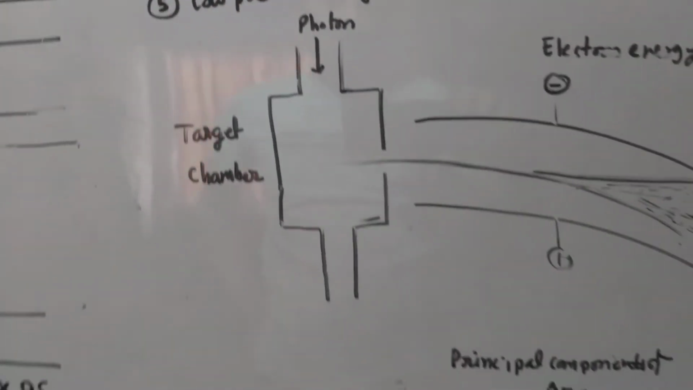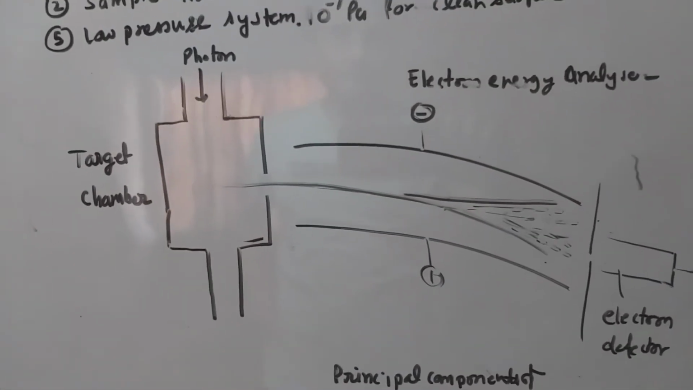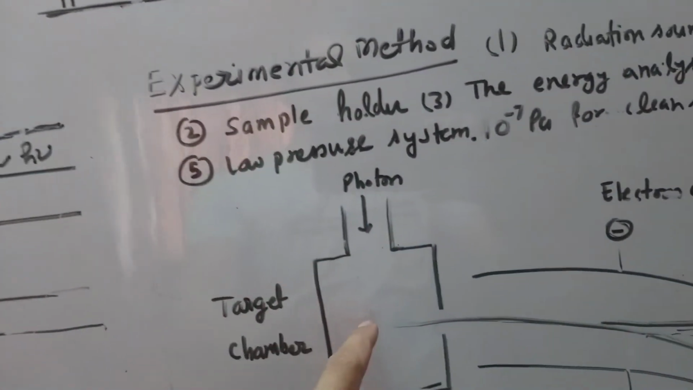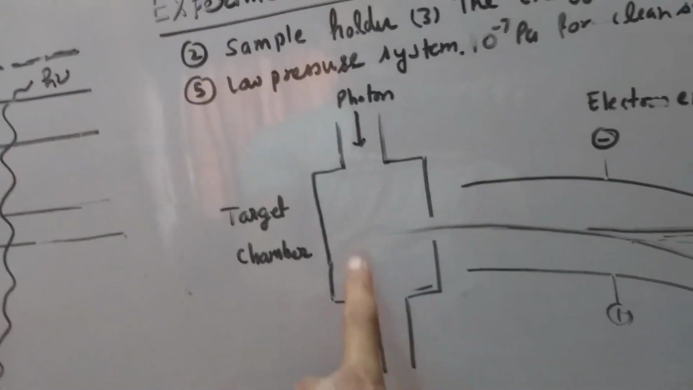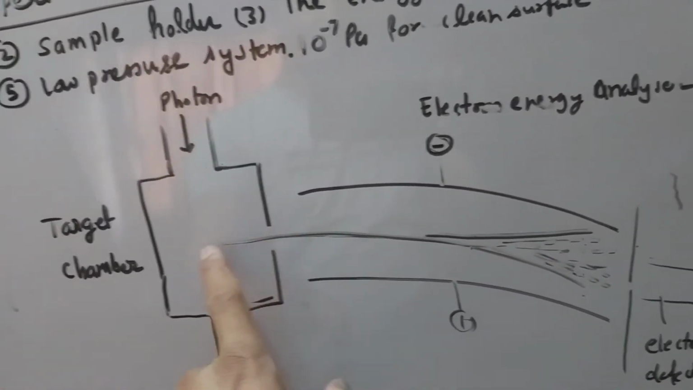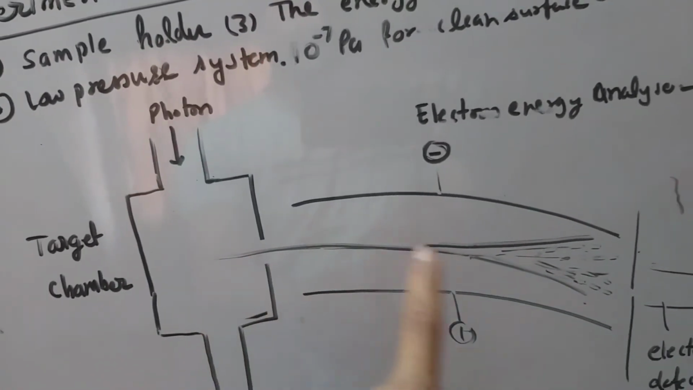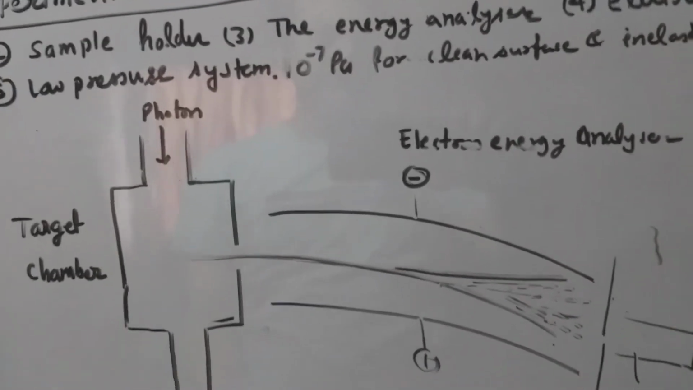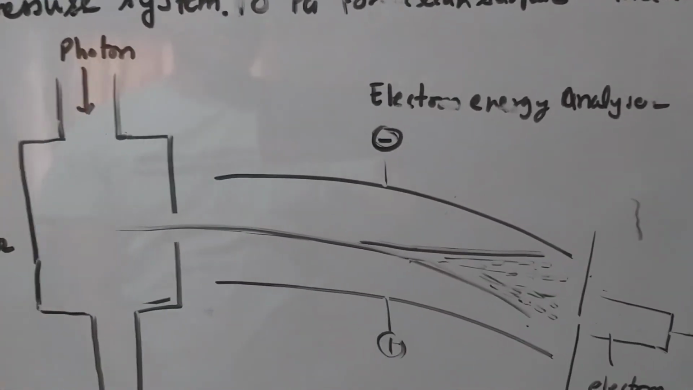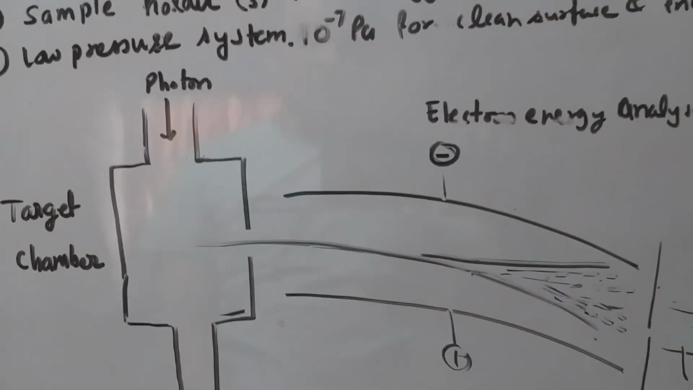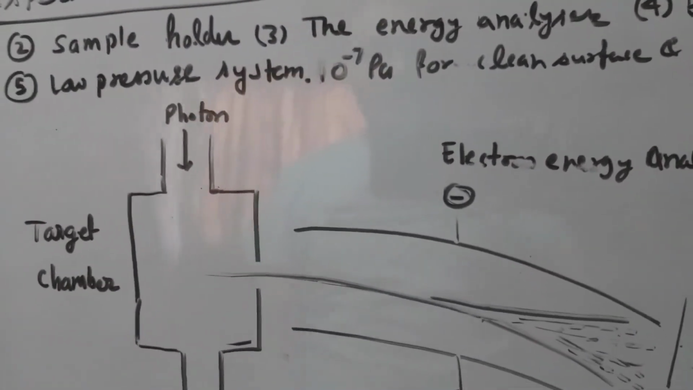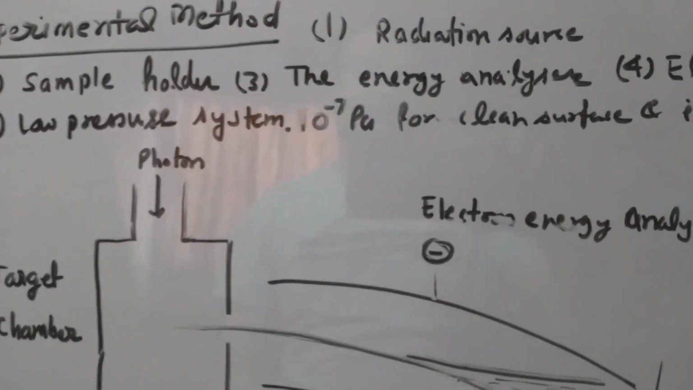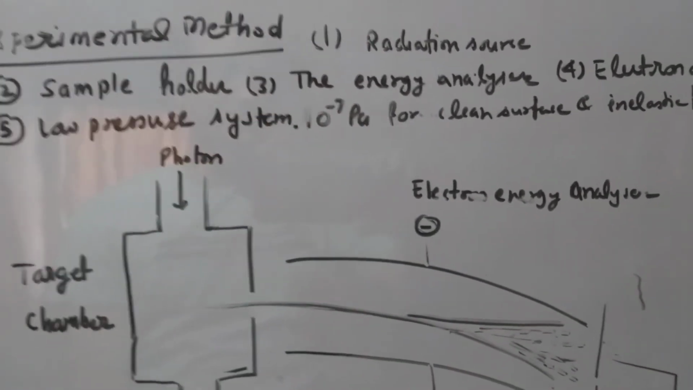Here there is a schematic diagram for the PES. This is the target chamber where the photons are bombarded on the sample, and this is the removal of the photoelectrons. They come out from this exit slit into the electron energy analyzer. A variety of electron energy analyzers can be used. They can be a parallel plate analyzer, or a cylindrical mirror analyzer, CMA type analyzer.